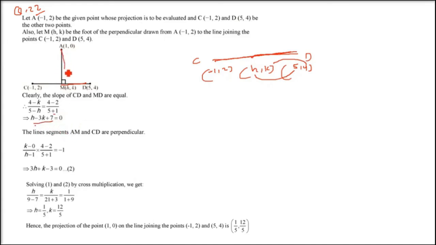There will be one equation. And the slopes of these two are also perpendicular, as I just said seconds before. So 4 minus 2 over 5 minus minus 1, multiplied by k minus 0 by h minus 1, equals minus 1. So there will be an equation 3h plus k minus 3 equals 0. These two equations are there. You know how to solve these two equations. It will be 1 by 5 and 12 by 5.